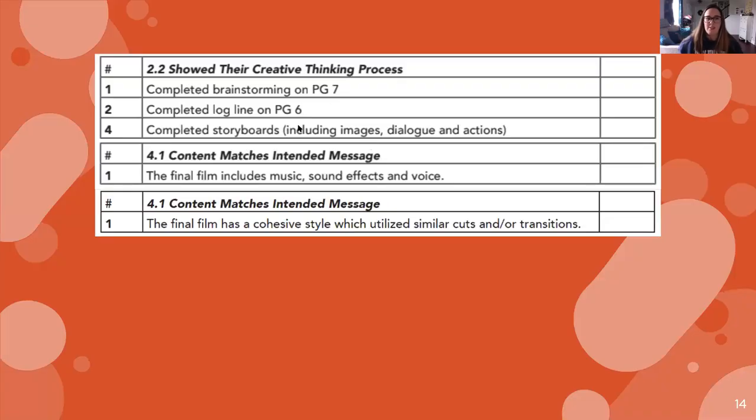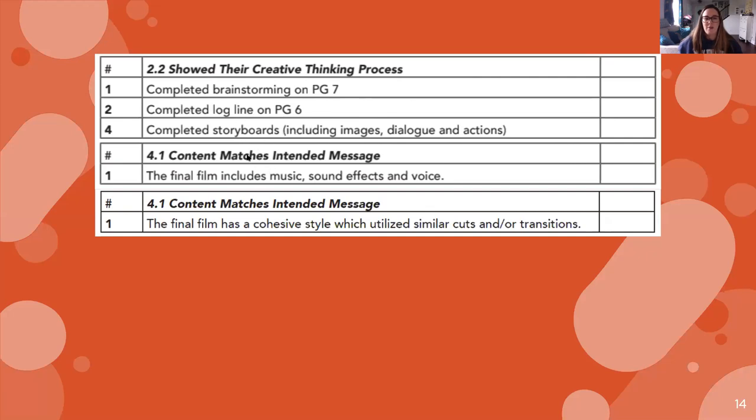And then here is my little checklist for you when I'm grading. Did you do the log line and the storyboards? Forget about brainstorming, because that was taken from the lab guide, and obviously you're not doing the lab guide because we're doing this digitally. So I'm looking that you've done the log line, the plot structure, and the storyboard.